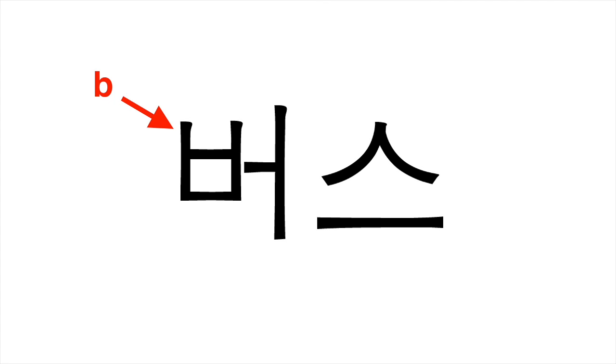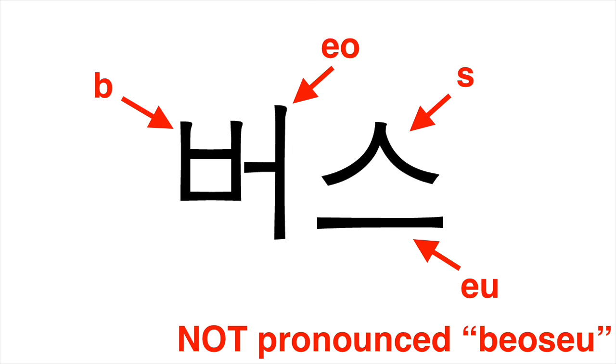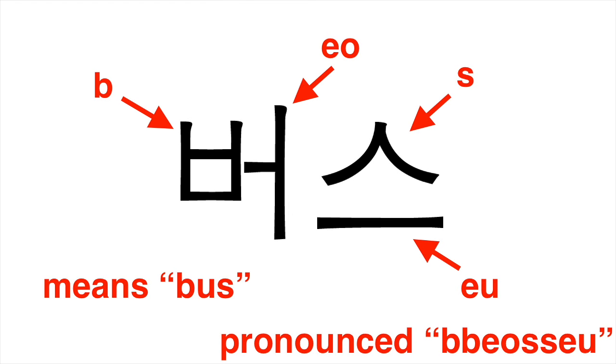Look at this word. The first letter has biup, which has a b sound, and the vowel is o. The next letter has shiot, which has an s sound, and the vowel is u. So you would think this word would be pronounced bus, but you're wrong. It's pronounced much stronger. Bus. Yes, it means bus in English.